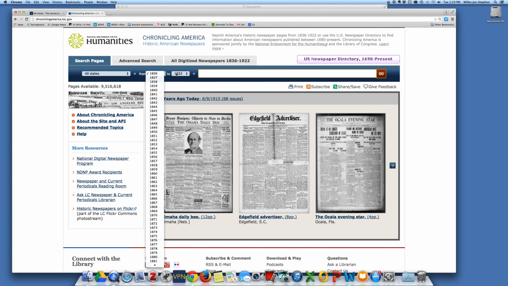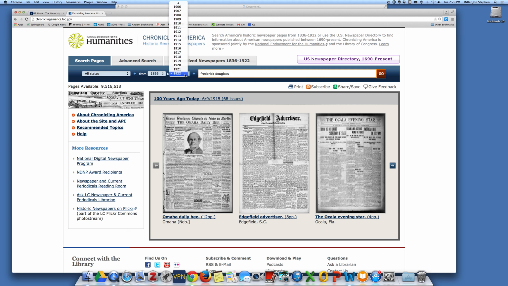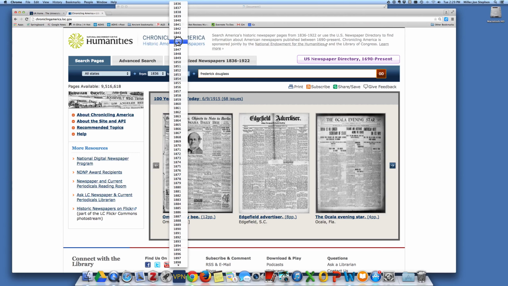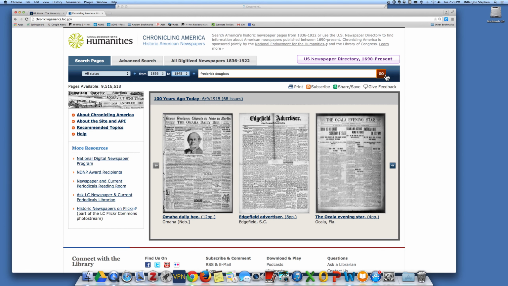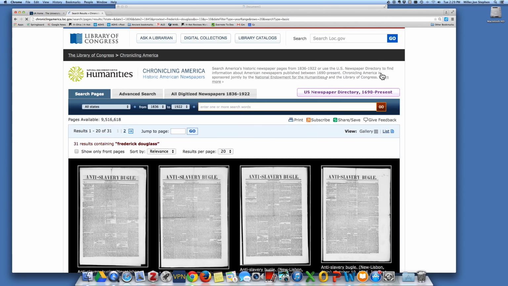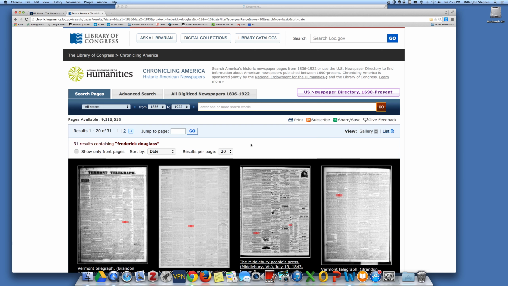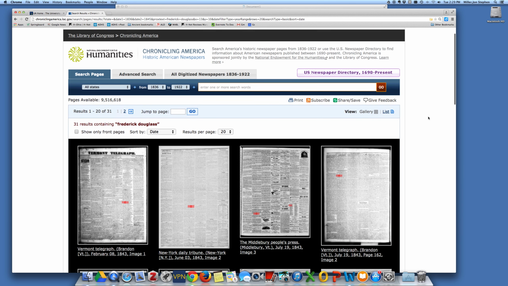So what I wanted to do, I thought, let's look, since we're reading Frederick Douglass, let's search for some of the earliest mentions of Frederick Douglass. Let's see what we find. Go. 31. You can sort them by date. There we go. It's showing the page where it's finding Frederick Douglass.